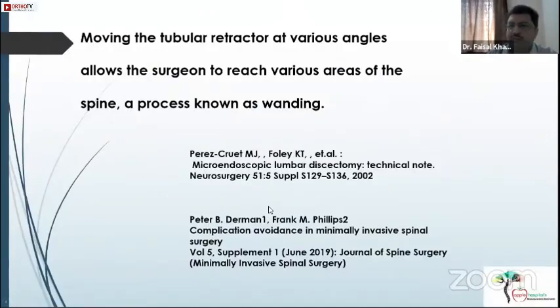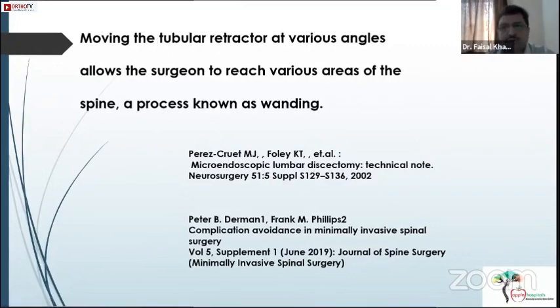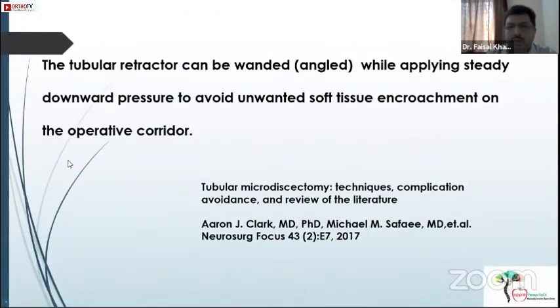Few more references, with the very latest one from the Journal of Spine Surgery in Minimally Invasive Spine, June 2019. Moving the tubular retractor at various angles allows the surgeon to reach various areas of the spine, a process known as winding. Again, a very important tip: the tubular retractor can be winded or angled while applying steady downward pressure to avoid unwanted soft tissue encroachment on the operative corridor.